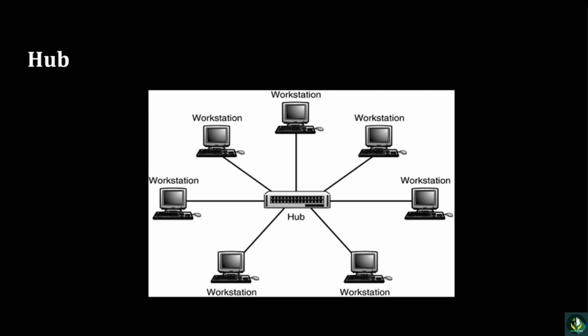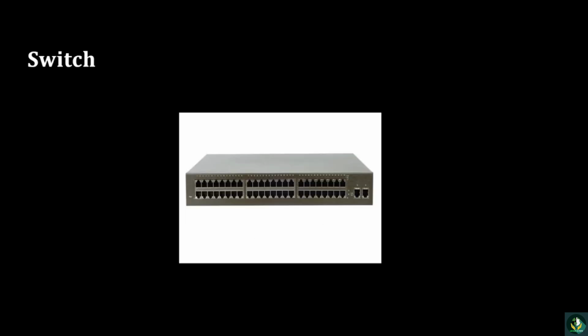Now that you understand the issue with hubs, let's talk about switches. Unlike hubs, switches store MAC addresses, directing data intelligently. So in a switch, data is directed to the intended destination port when it receives a data packet. So it is an intelligent device that stores MAC addresses.